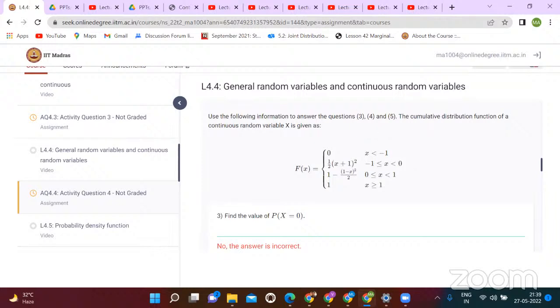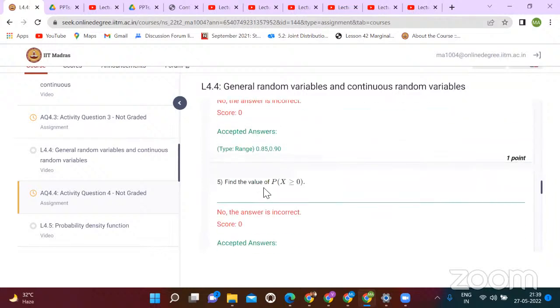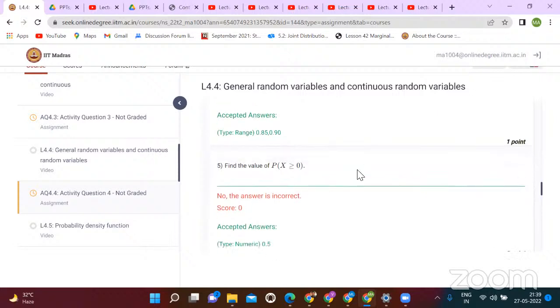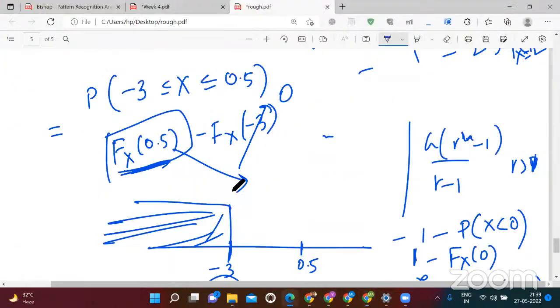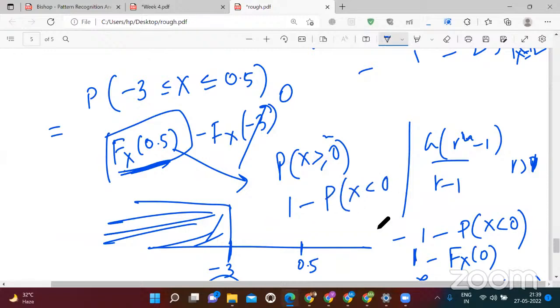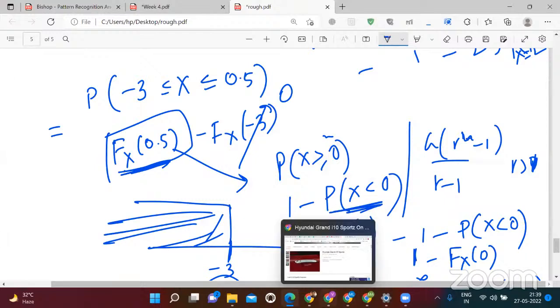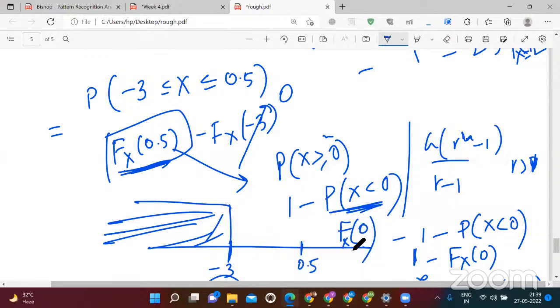Question number. For this one, you can calculate. If you have to calculate x greater than or equal to 0, there can be one other method. For example, you can calculate x less than 0 also, right? This is f of x0 and 1 minus f of x0.